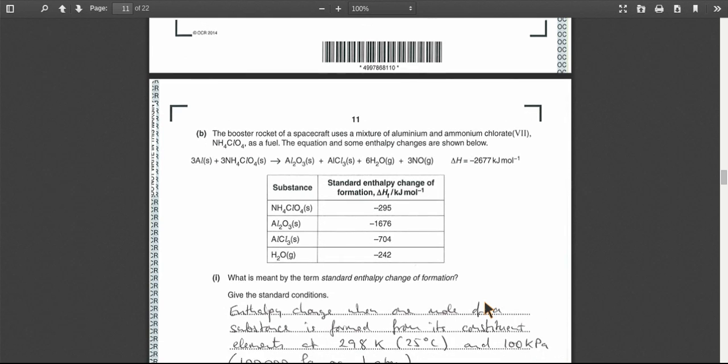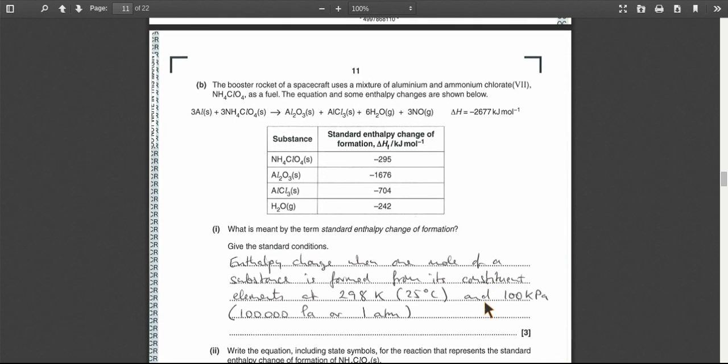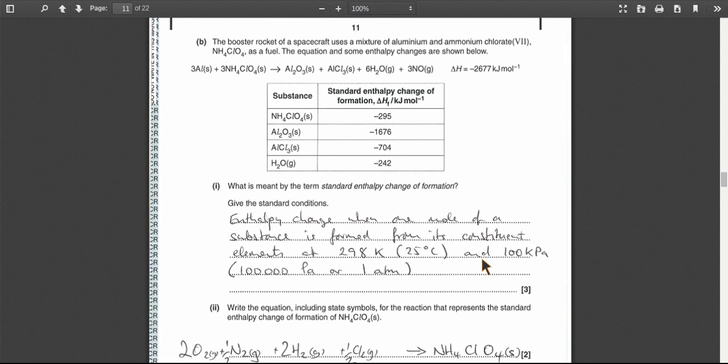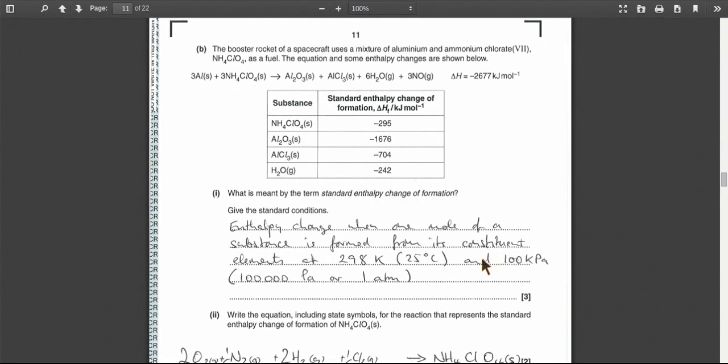Quite a complicated looking calculation now. We're going to use a Hess's law cycle to work out the enthalpy change of formation for something. But it starts off with a definition. What is meant by the term standard enthalpy change of formation? We must quote the standard conditions. So it's the enthalpy change when 1 mole of a substance is formed from its elements or constituent elements at 298 Kelvin, 25 Celsius, 100 kilopascals, or that's 100,000 pascals, or 1 atmosphere.